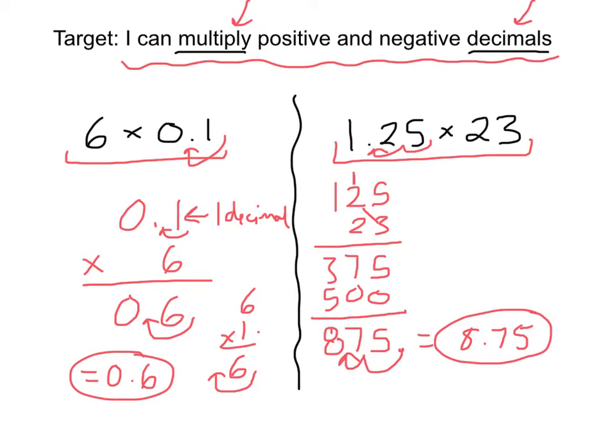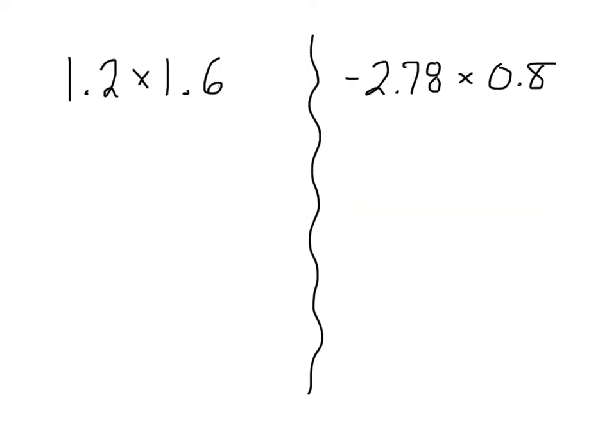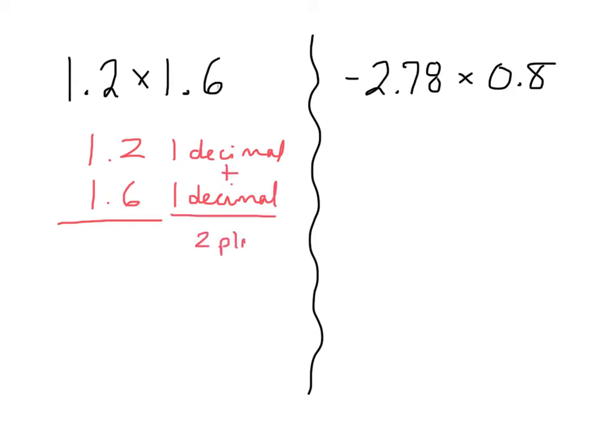Let's take a look at 2 more examples. If I were multiplying 2 numbers and they each have a decimal, 1.2 times 1.6. 1.2 has one decimal place, and 1.6 has one decimal place. That's a total of 2 places. So when I'm done multiplying 12 times 16, I'm going to move the decimal in 2 places from the right.